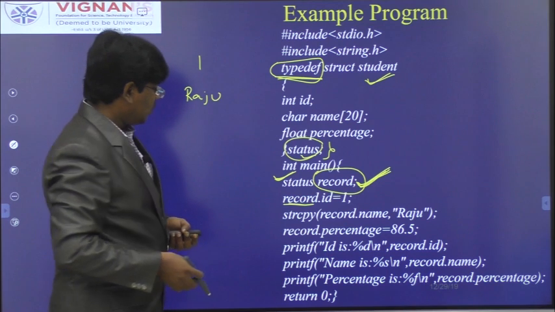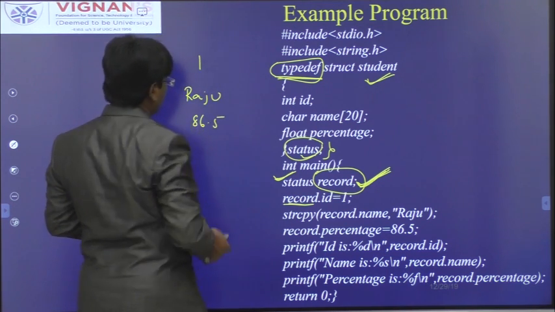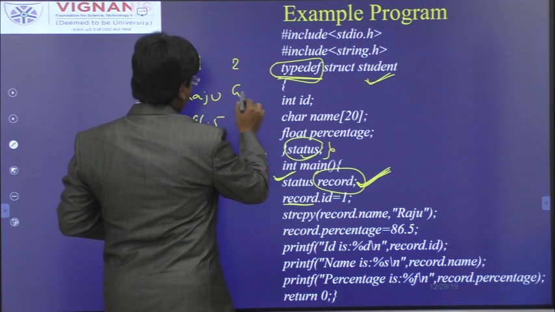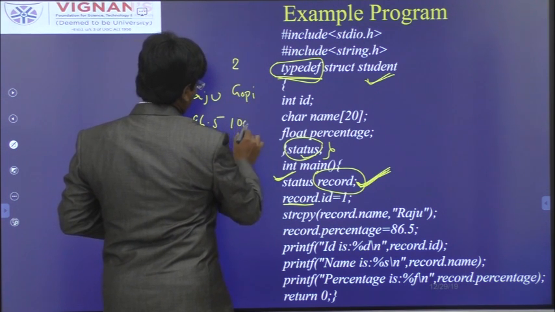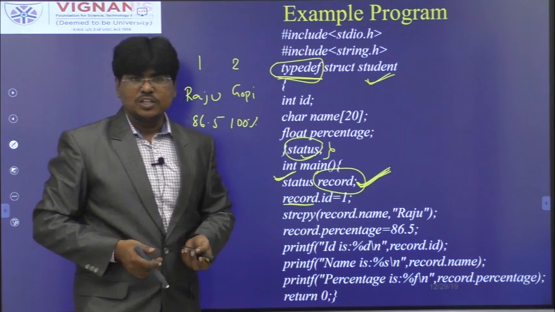So Raju, I have stored the value, and 86.5 is the value. Okay, you can take Gopi and 100% also. You can take a different example also. Okay, so hope you understand.